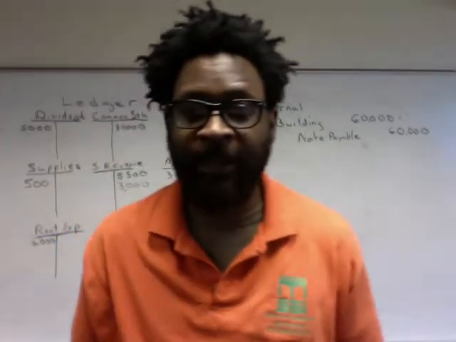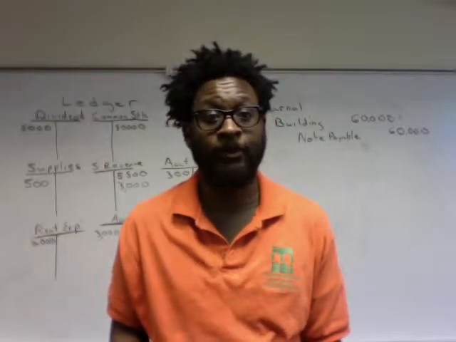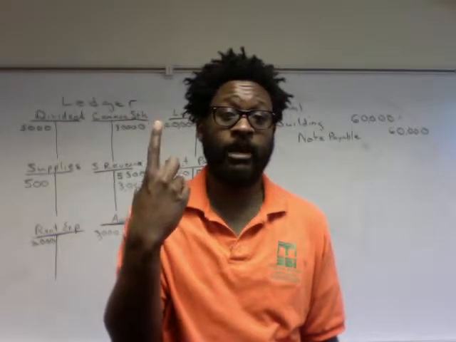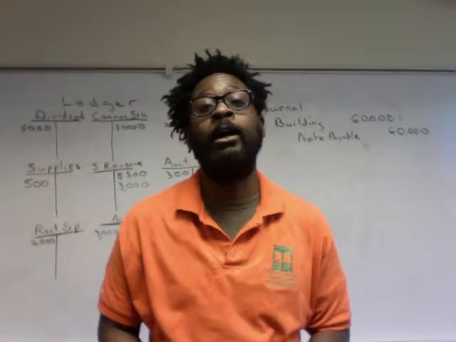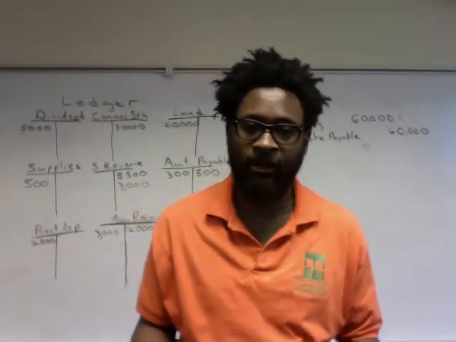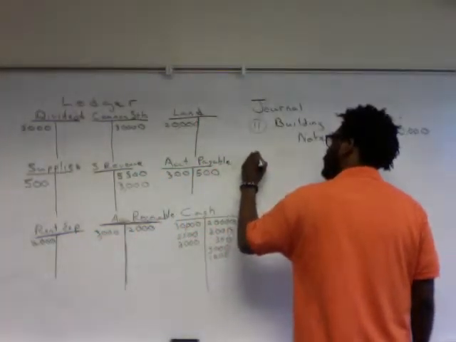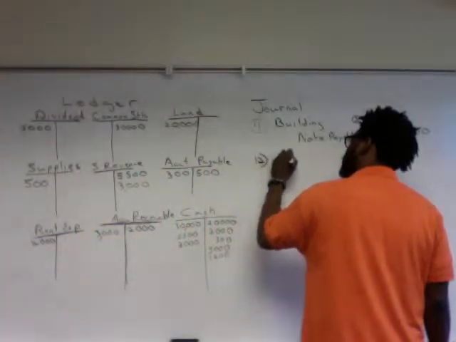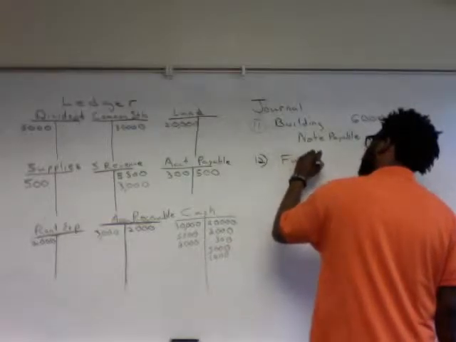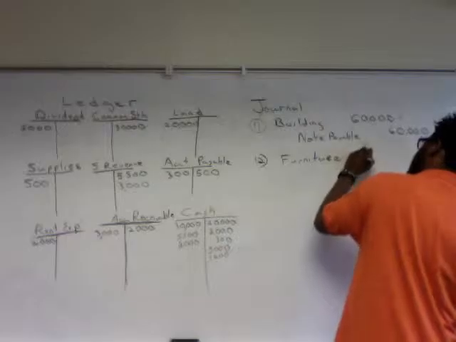Let's identify furniture. What is happening from the business perspective? Furniture is going up, right? And furniture happens to be an asset. So how do we increase assets? Obviously, by now you should understand we increase assets by debit. So we're going to debit furniture because furniture is going up, for $18,000.